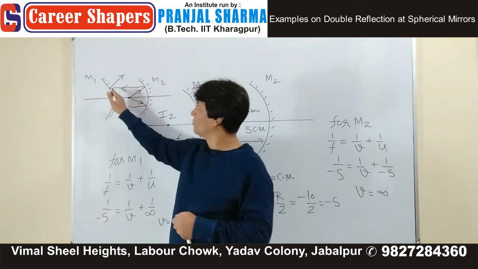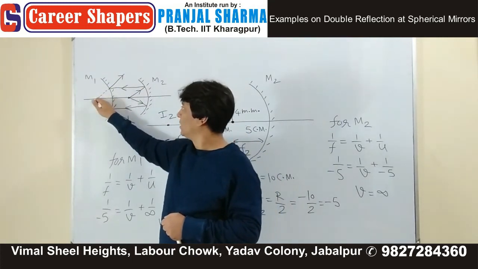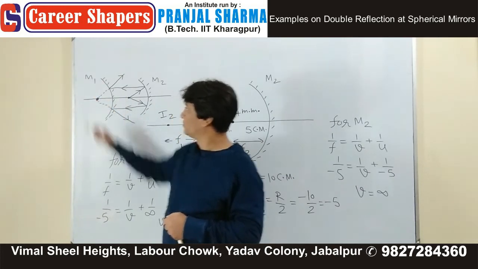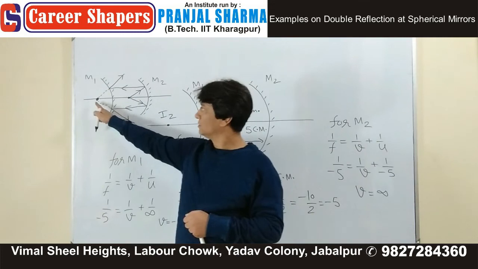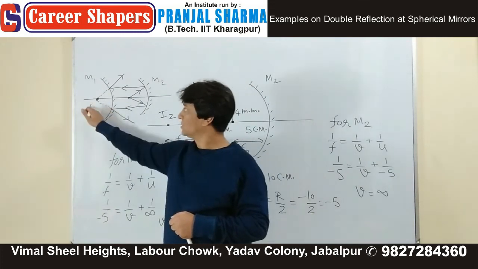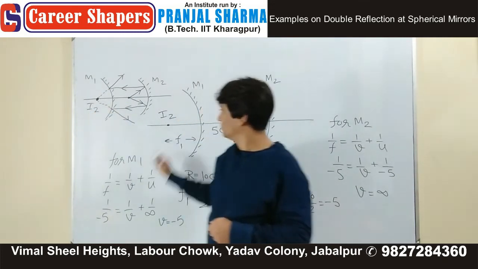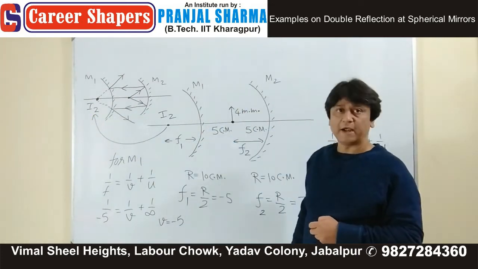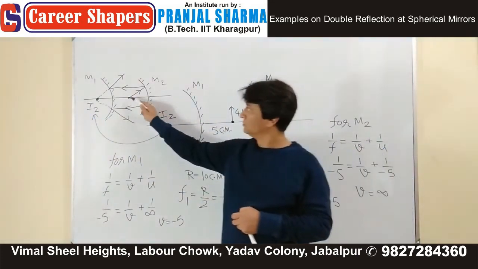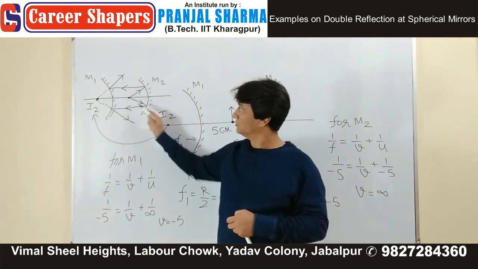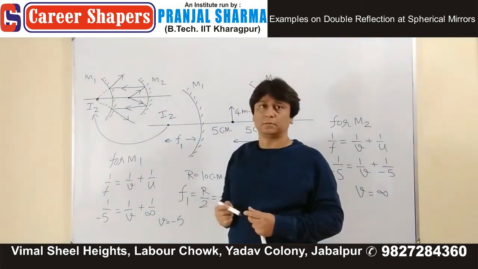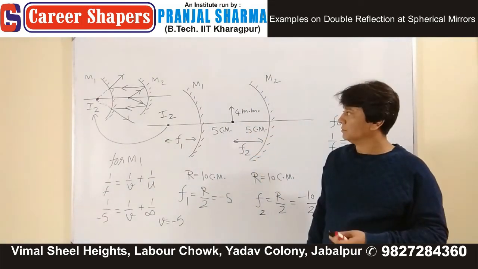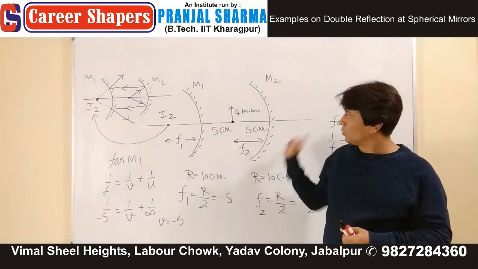These reflected rays appear to be coming from this position. This is your I2. That's the ray diagram. That's what is happening in this figure. Note down everything.